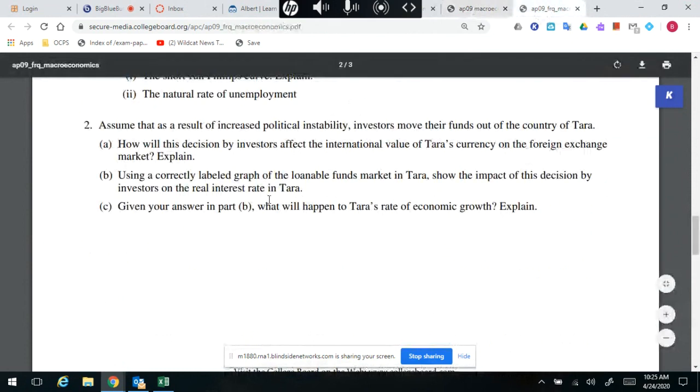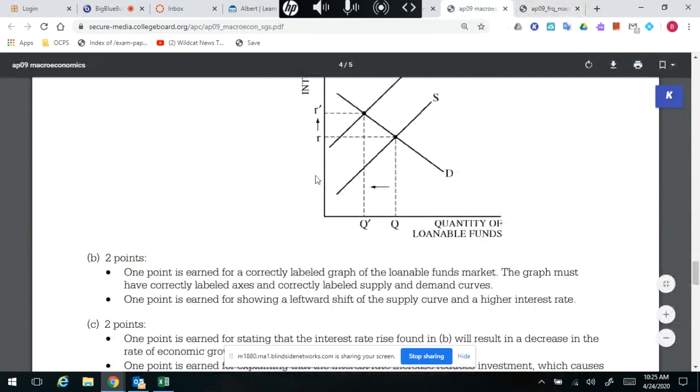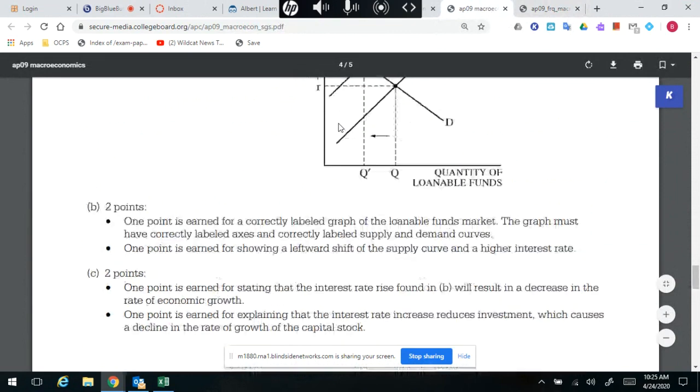Given your answer in part B, what will happen to Tara's rate of economic growth? Explain. This is straight from the flow chart. If interest rates go up, it's going to be more expensive to borrow money. And it's more expensive to borrow money, so there's going to be less capital formation. So you're going to see a decrease in I sub G, and if there's less capital, there's going to be a decrease in the rate of economic growth.